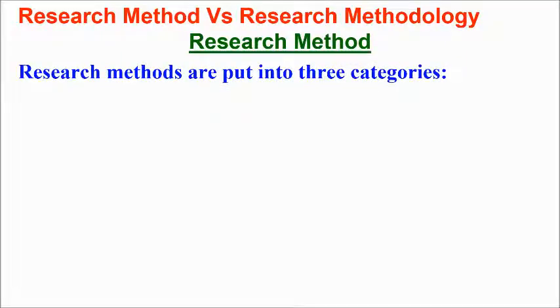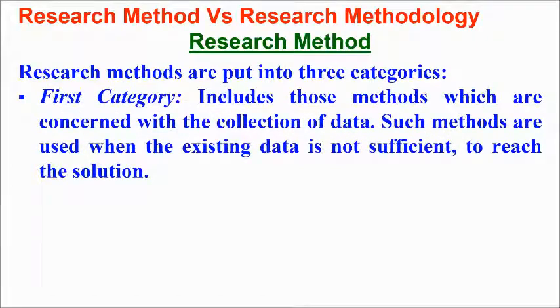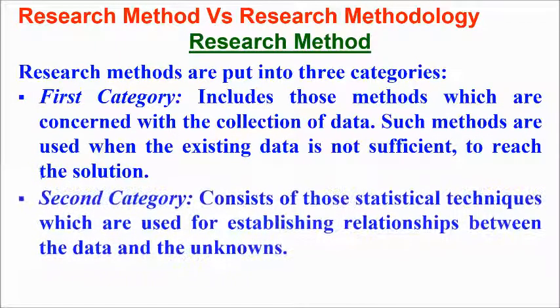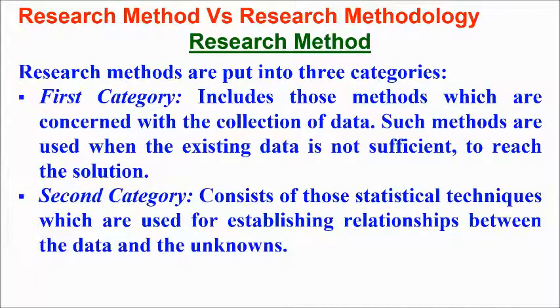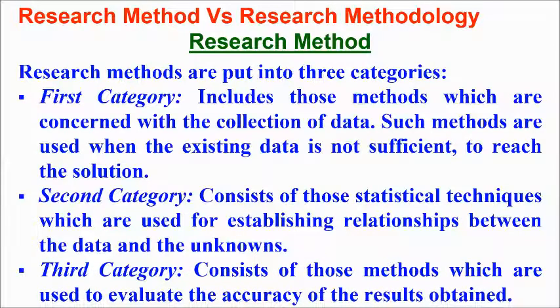Research methods can be put into three categories. Under the first category, all those methods which are concerned with the collection of data will be included. Such methods are used when the existing data is not sufficient to reach the solution. The second category includes those statistical techniques which are used for establishing relationships between data and the unknown. And the third category consists of those methods which are used to evaluate the accuracy of the results obtained.